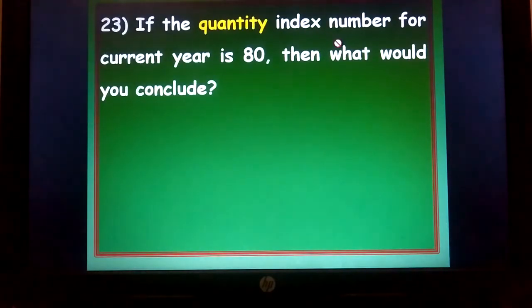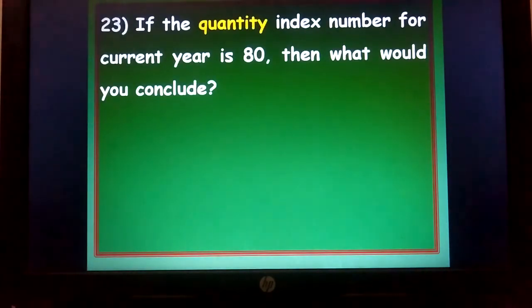If the quantity index number for the current year is 80, then what would you conclude? The same kind of question as compared to the previous one, but here quantity index is given. Here I have highlighted that quantity in a different color just for your understanding.